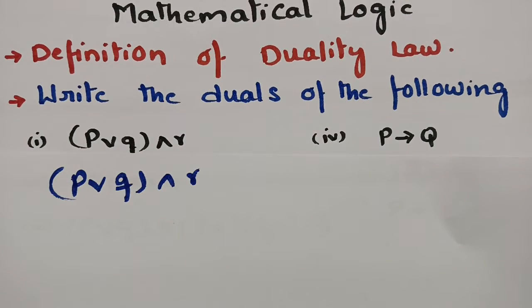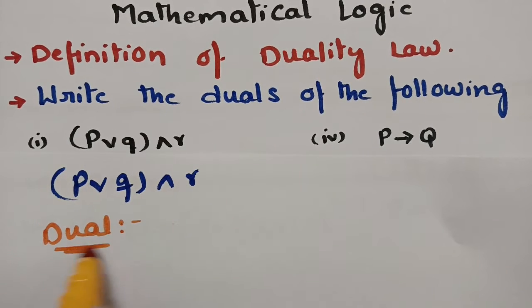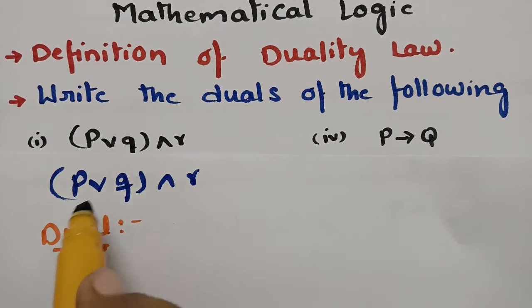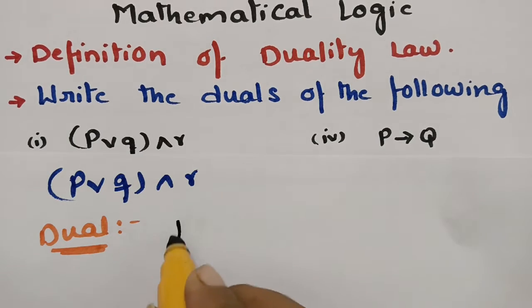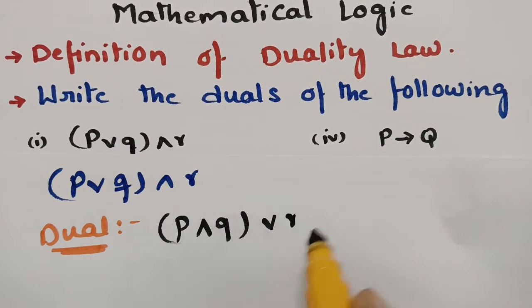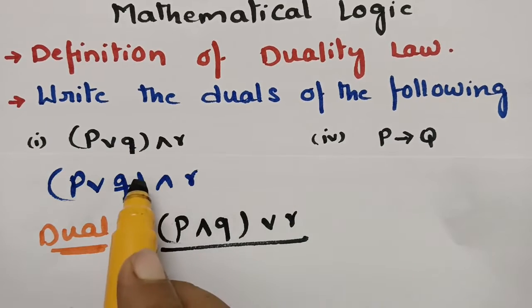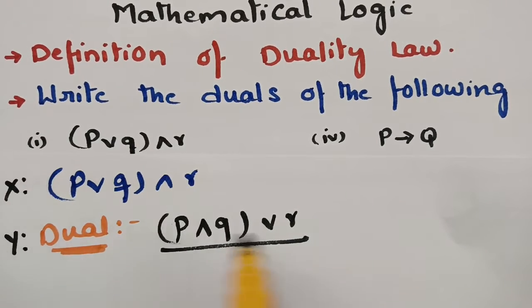Now what will be the dual for this? If there is or in the question, what do we have to keep? We have to keep and here, and in place of and, we have to replace or. So P and Q or R. This is the dual for the following statement. If this is X, the dual value is P and Q or R.